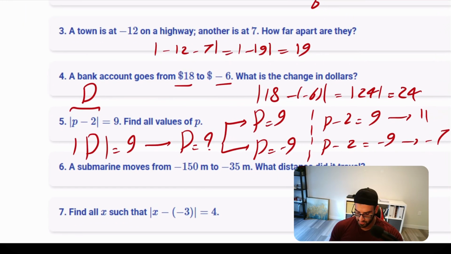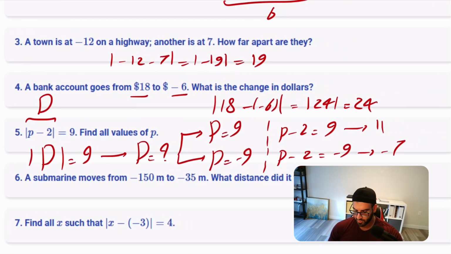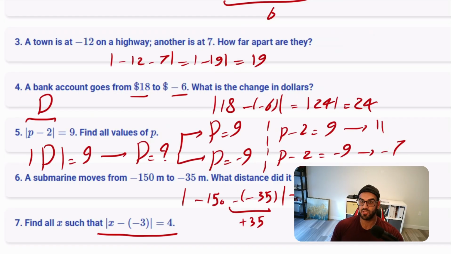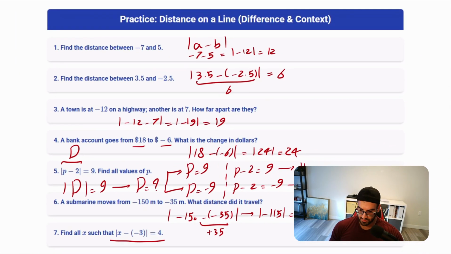So again, we do have a submarine that moves from negative 150 meters to negative 35. So what is the distance? Negative 150 subtracted by negative 35. I do have this one as positive 35. So this one is going to be negative 115. So it will be 150 meters. Again, this question can be considered a little bit challenging. So I dare you to answer this question in the comments down below. So let's move to another one.